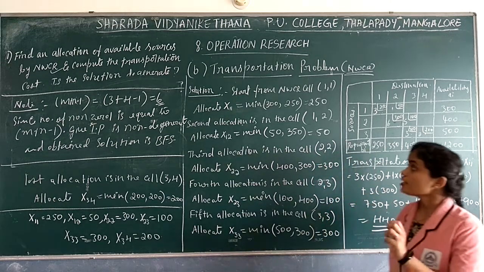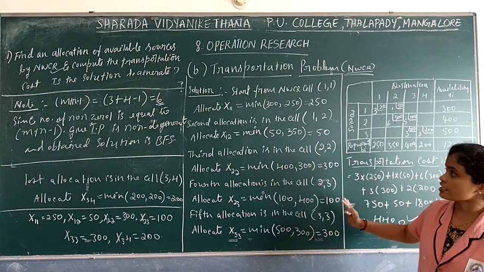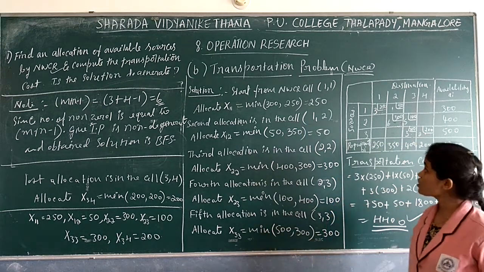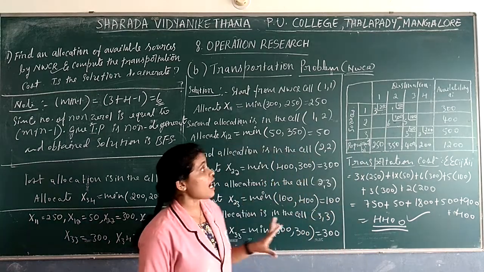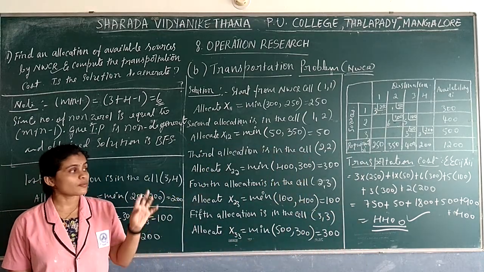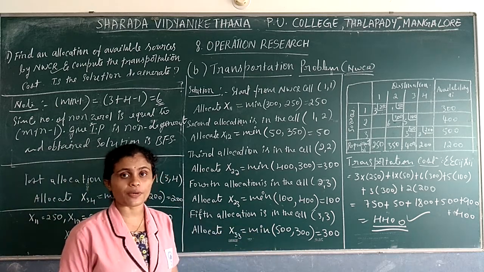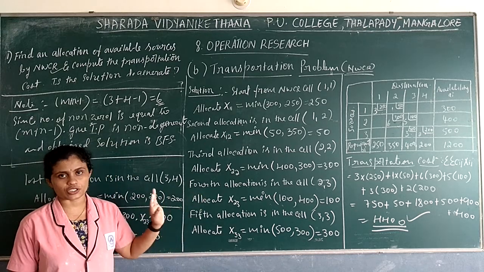So this is about the transportation problem. It looks a bit lengthy, but it is easy. If you follow this method, it is easy. And this question comes for 5 marks. There are two methods, matrix minima and northwest corner. Either northwest or matrix minima, any one problem will be there. So you have to study this particular method.